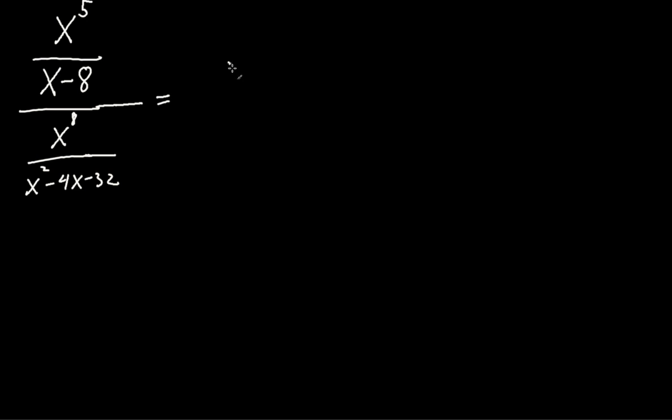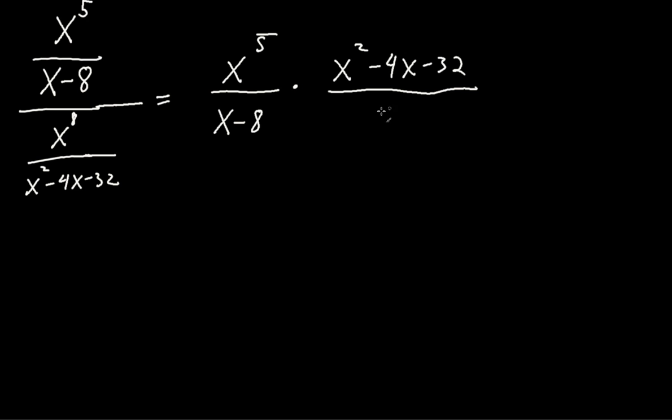I'm just going to rewrite the top rational expression, multiplied by x squared minus 4x minus 32, and that's over x to the 8th. So I flipped this one upside down, and now I can multiply, okay? It looks like there's already things I can simplify. I'm going to simplify all of the terms to be sure that I get it right. So x to the 5th and x minus 8 is already simplified.